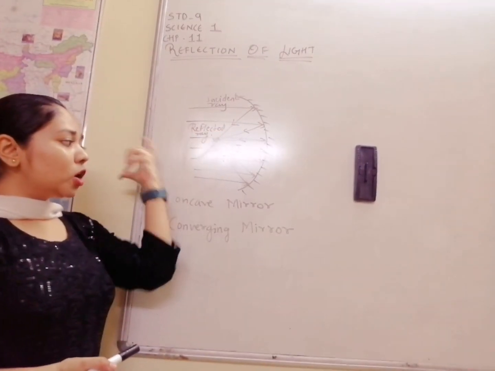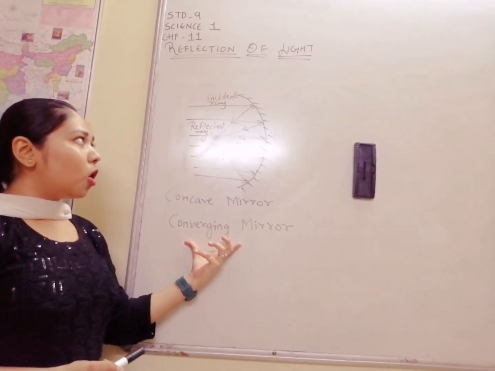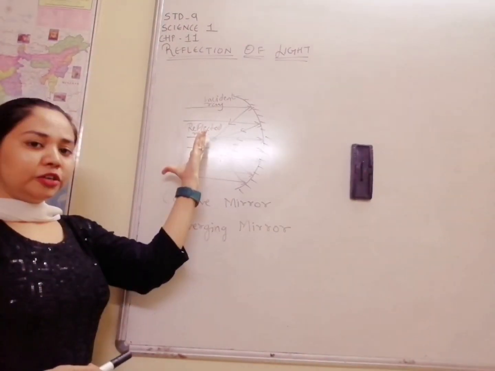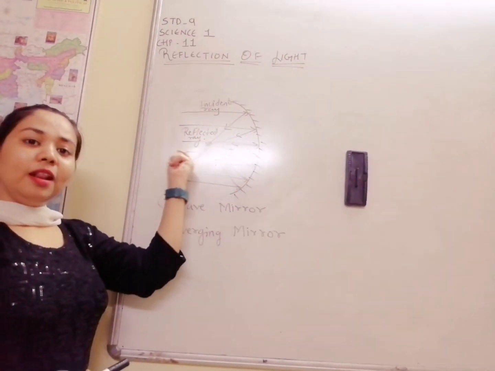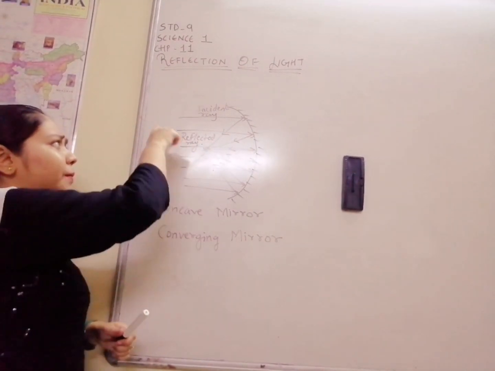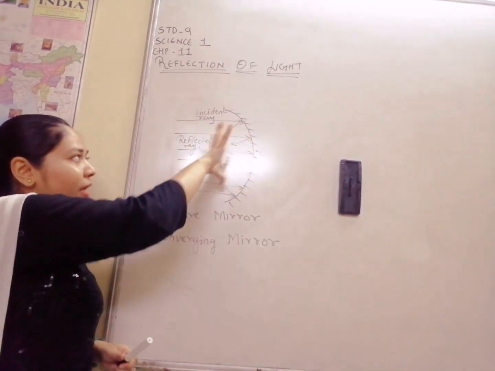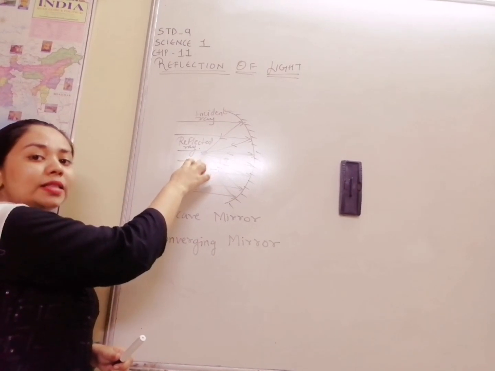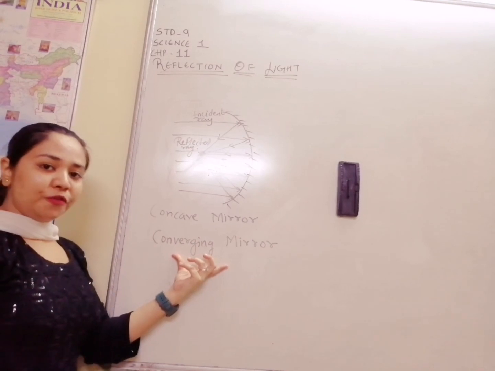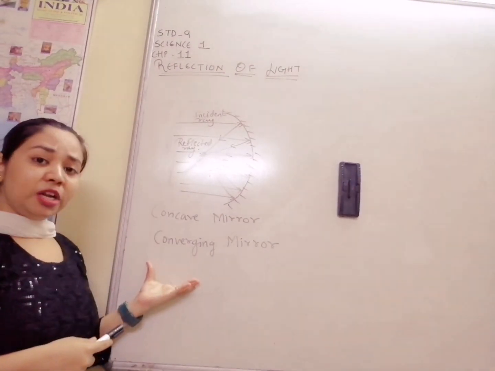That's why a concave mirror is also known as what? Converging mirror. Why? Because all the incident rays after striking the mirror, the reflected rays will come at one single point and converge there. Whether the incident rays are coming like this, whatever. But if all the incident rays are parallel, the reflected rays will converge to one single point, and that's why concave mirror is also known as a converging mirror.